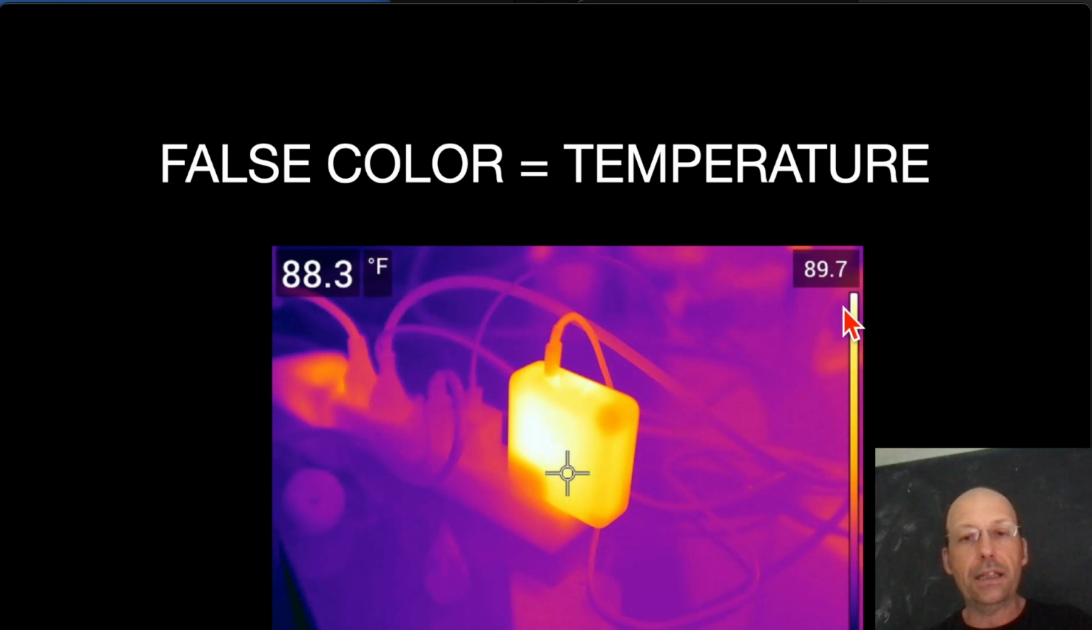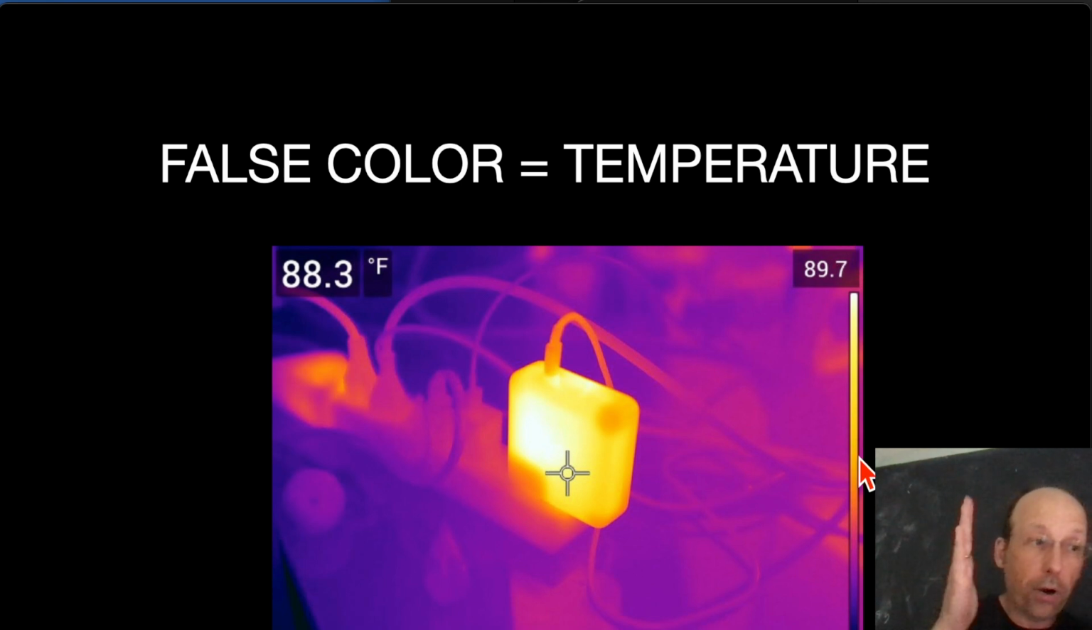So in this case, this scale right here says this temperature up here is 89.7, I'm in Fahrenheit, down to the coldest temperature of 70. And if it gets too hot, it's just white. You can adjust this scale that you put that false color on, right? But you can see the hotter things get brighter and yellower. You can change the color palette too.